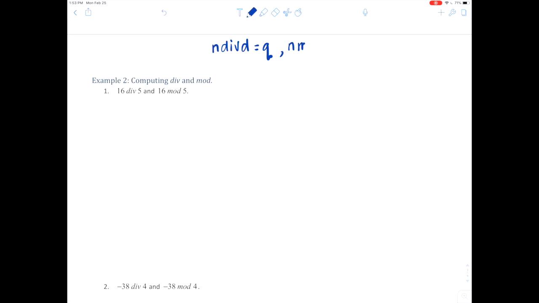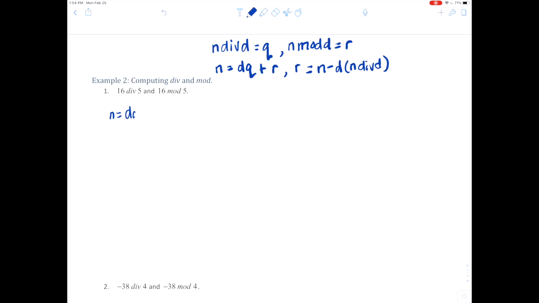N mod d, and yes, you need to remember these things, is equal to r. And we also know that n is equal to dq plus r. I remember that from Dairy Queen. And what else do we know? We found out that r was equal to n minus d times n div d. Okay?